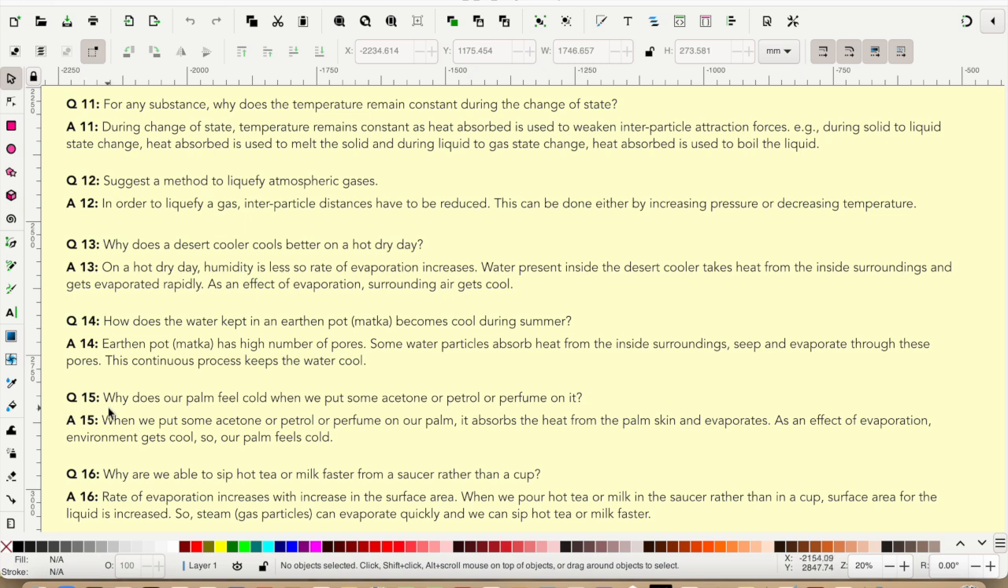Question 15. Why does our palm feel cold when we put some acetone or petrol or perfume on it? Answer is, when we put some acetone or petrol or perfume on our palm, it absorbs the heat from the palm skin and evaporates. As an effect of evaporation, environment gets cool, so our palm feels cold.